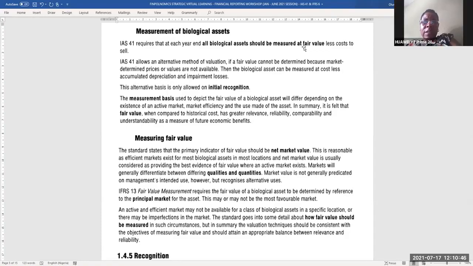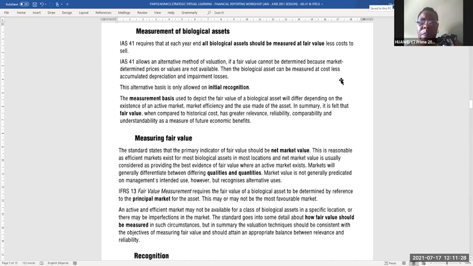Measure of biological assets. IAS 41 requires that at each year end, all biological assets should be measured at fair value less cost to sell. IAS 41 allows an alternative method of valuation if a fair value cannot be determined because market determined prices or values are not available. Then the biological assets can be measured at cost less accumulated depreciation and impairment losses. The alternative basis is only allowed on initial recognition.